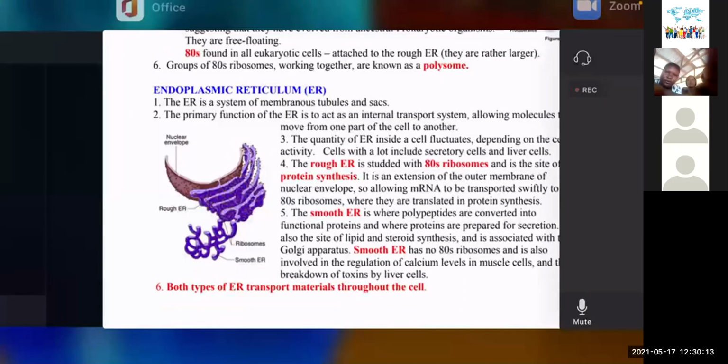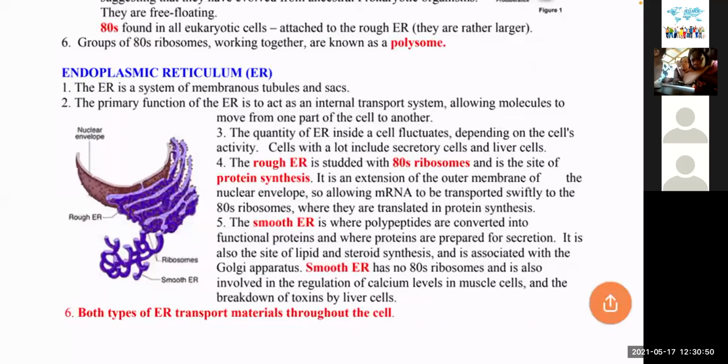I hope I've corrected you on that. You almost misplaced the two. The smooth endoplasmic reticulum is where polypeptides are converted into functional proteins and where proteins are prepared for separation. It is also the site of lipid and steroid synthesis, not a site of protein synthesis. You get that one? It is only the rough endoplasmic reticulum that is the site of protein synthesis. The smooth endoplasmic reticulum is the site of lipid and steroid synthesis and is associated with the Golgi apparatus. You are clear?